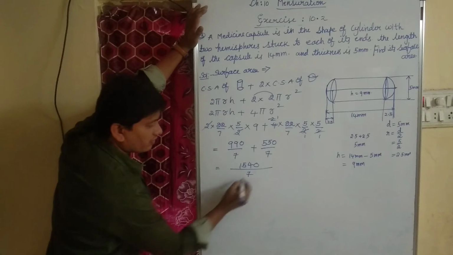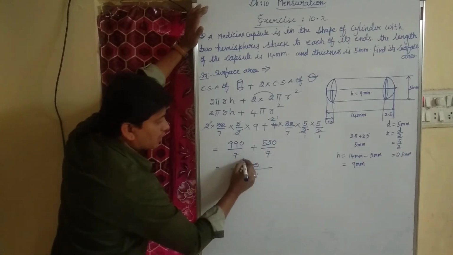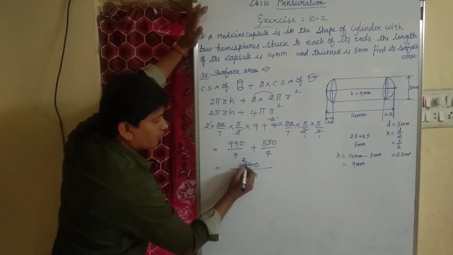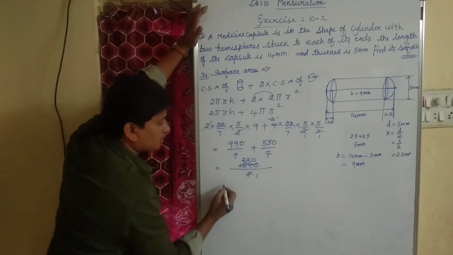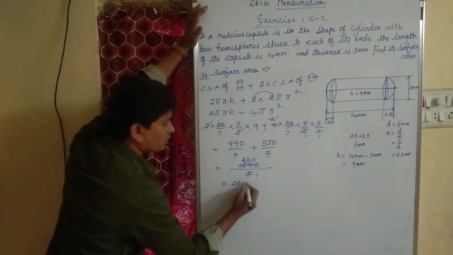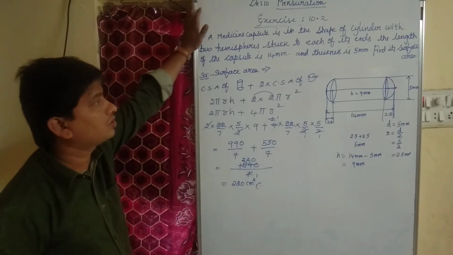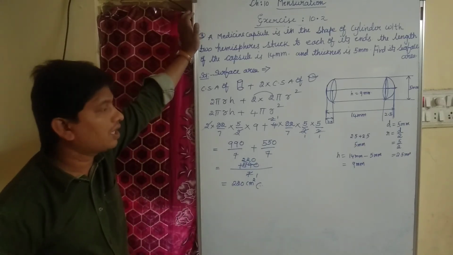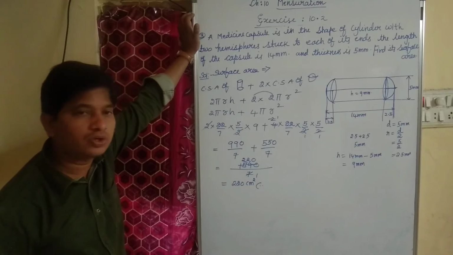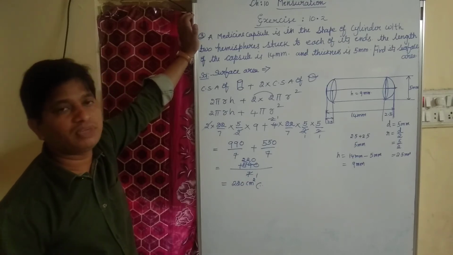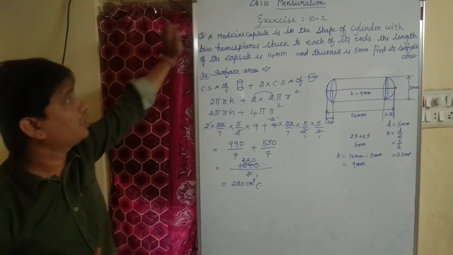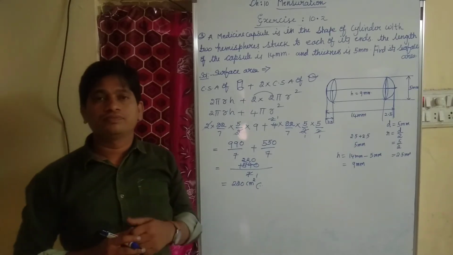1540 divided by 7. 7 table, 7 1 ja, 7 2 ja 14, 1 4, 7 2 ja 14, 0. So which is equal to how much? 220 square centimeter. So what is the surface area? Surface area equal to 220 square centimeter. Okay children, this is our third problem.